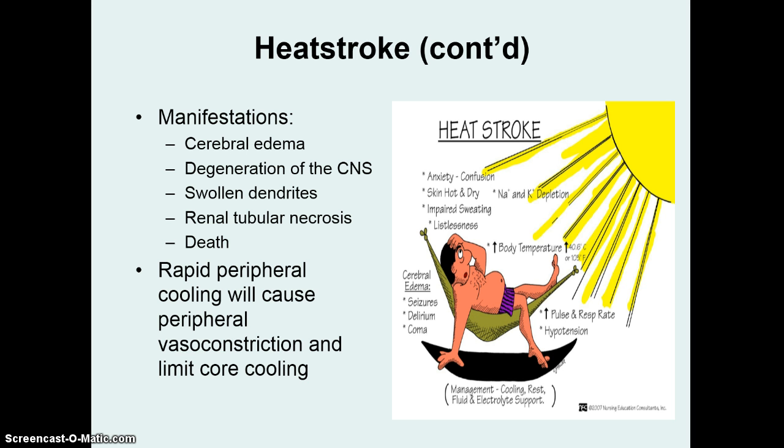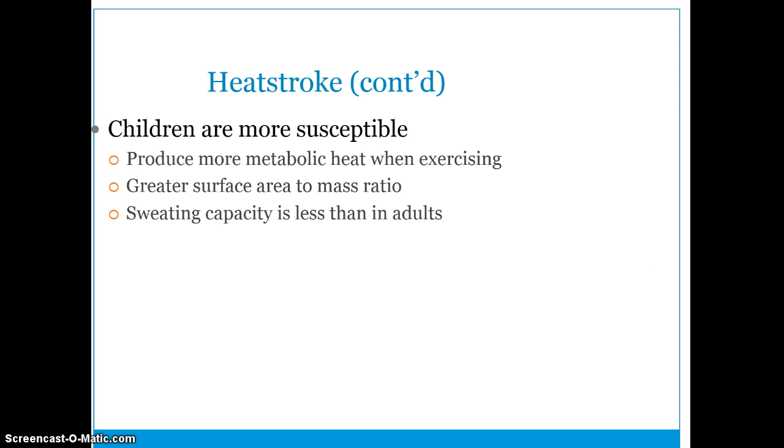So rapid peripheral cooling will cause peripheral vasoconstriction and limit core cooling, but we have to be careful. We like to do things slowly and not quickly, otherwise we can cause more harm than good. Children are more susceptible to heat stroke.